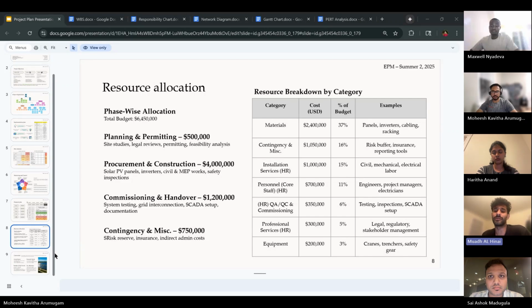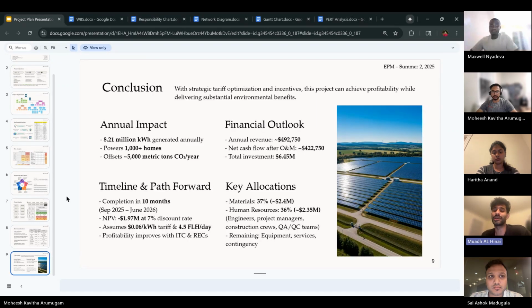In conclusion, the solar farm will generate 8.2 gigawatt hours annually, supplying power for more than 1,000 homes and offsetting nearly 5,000 tons of CO2, making the grid more sustainable. It will have a 10-month timeline.